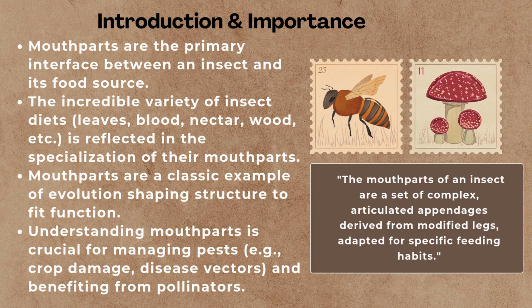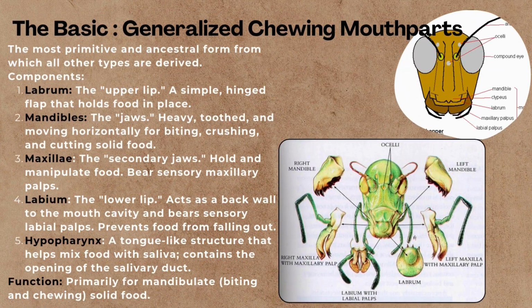Understanding this isn't just academic, it helps us control pests which damage crops or spread diseases, and it helps us appreciate pollinators like bees. To understand all the wonderful types, we first need to look at the original model, the generalized chewing mouthpart. Think of this as the basic blueprint that all other types evolved from.